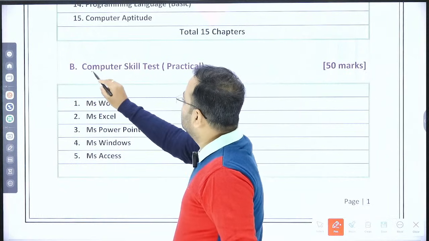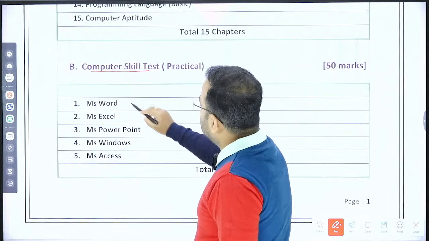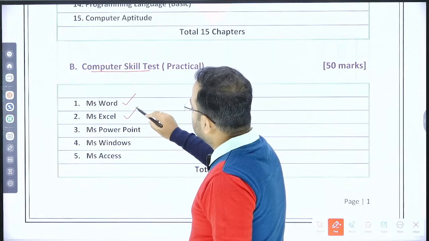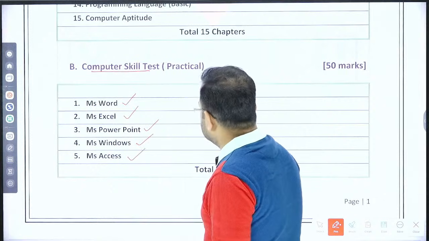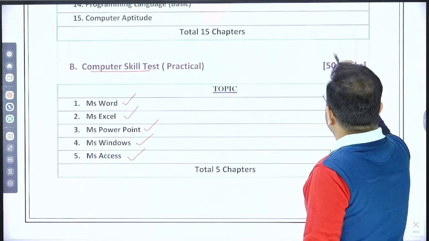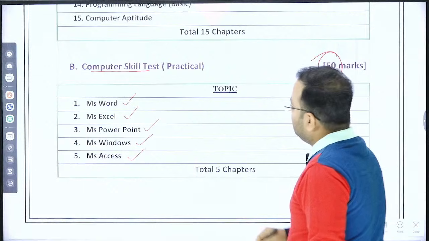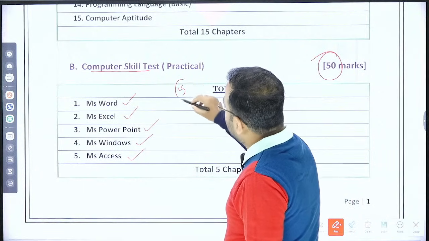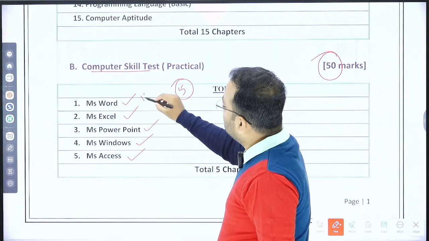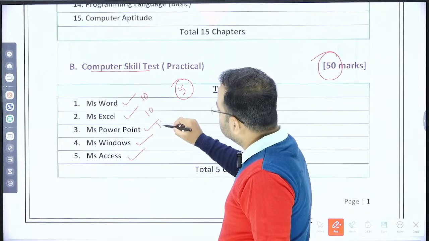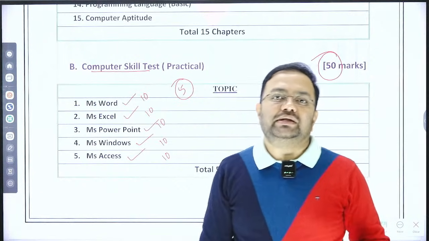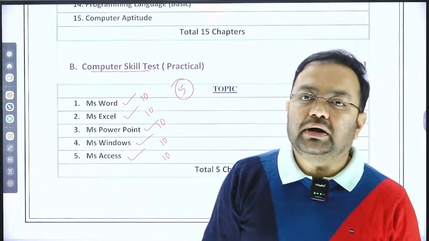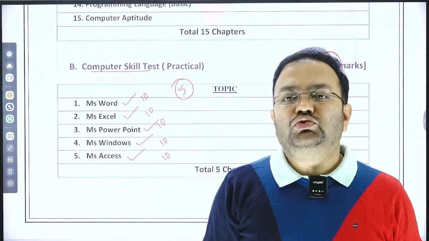So see here, the computer skill test pattern covers Microsoft Word, Microsoft Excel, Microsoft PowerPoint, Microsoft Windows and Microsoft Access. The total is 50 marks. There are only 5 questions, and each question carries 10 marks. And students, this is fully practical. No theory section is there, only practical. So practical questions will be given.